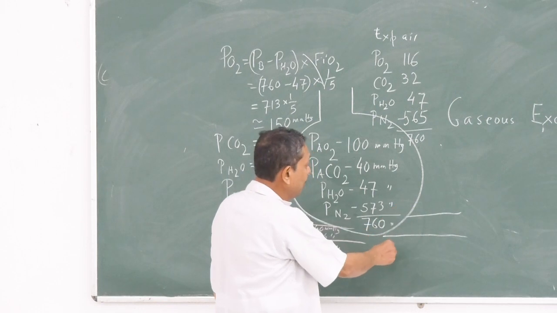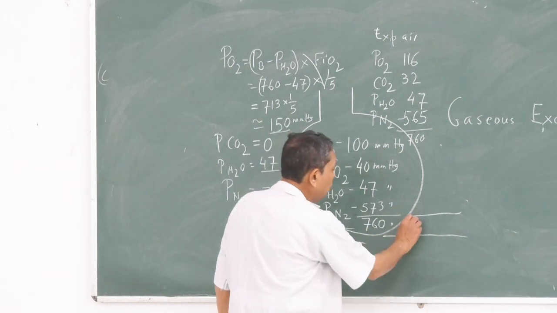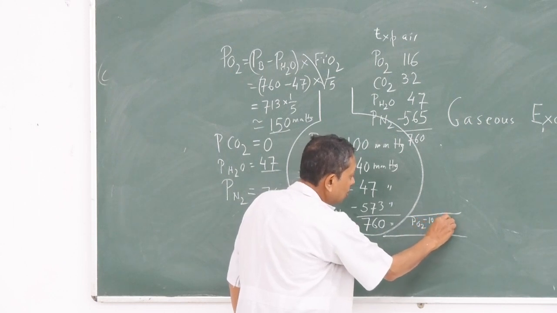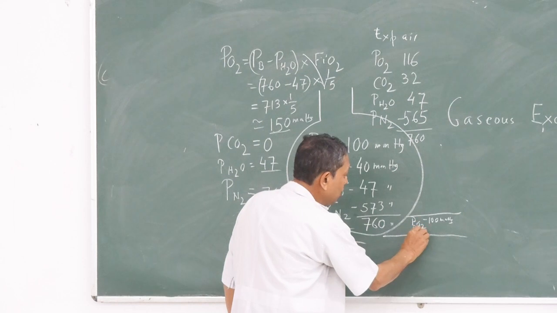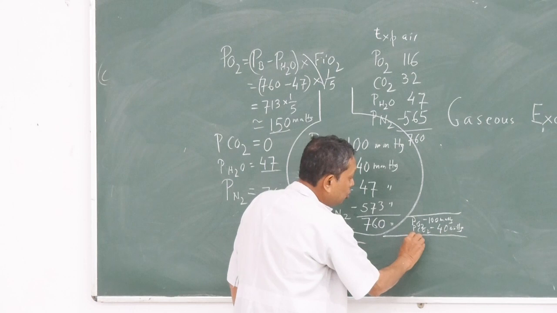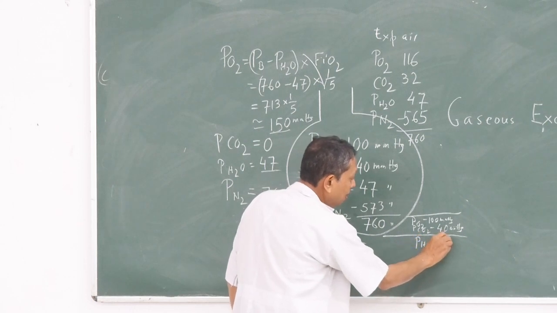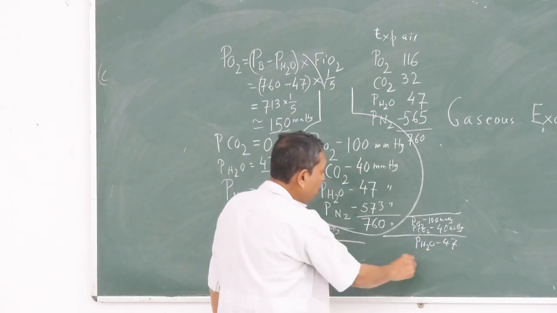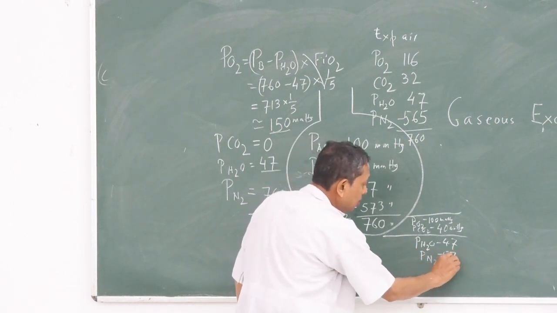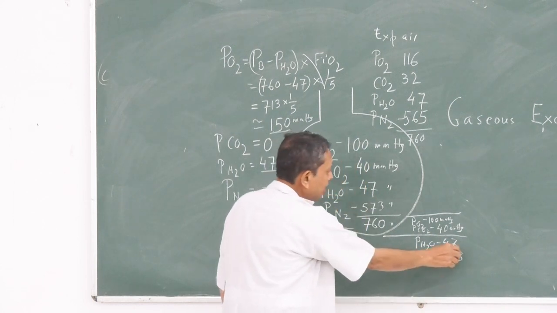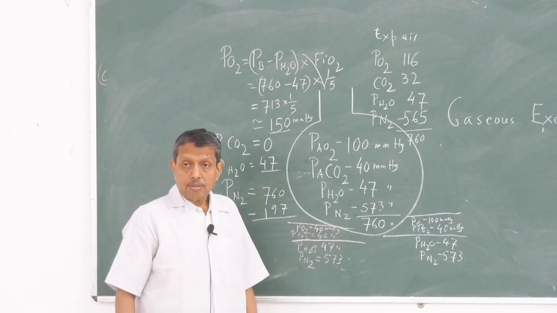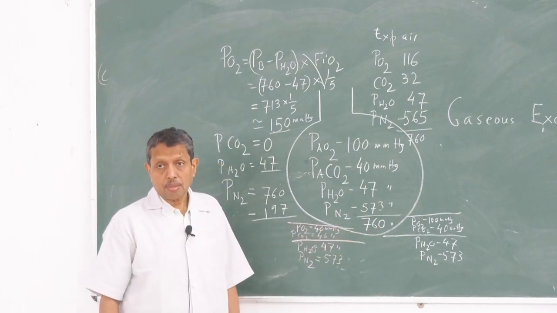Ideally, at the level of the capillaries, you can think that the PO2 is 100 millimeter of mercury, and PCO2 40 millimeter of mercury, PH2O 47 millimeter of mercury, and PN2 is 573, the same value as this. So total partial pressure is less than this pressure, maybe in some cases.